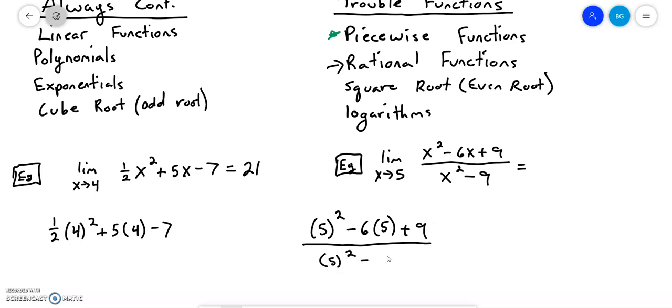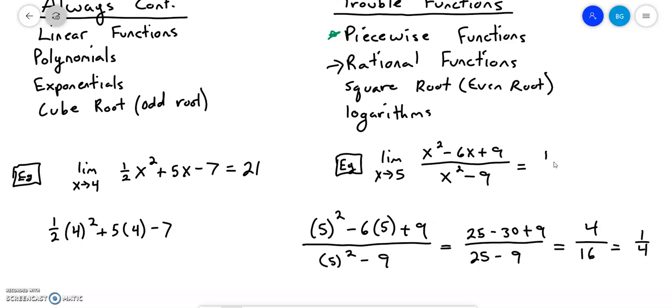Plugging values in is like our first resort. That should be our go-to. So even if in the back of your head you're like, this may not work out, it's at least worth a shot to plug it in. See if you get something sensible. Let's see here. What is this going to be? 25 minus 30 is negative 5 plus 9 would give me 4. And that would give me, is that 16? I want to say that's 16. Okay, so I get 1/4. Oh, well, look, I got a sensible answer.